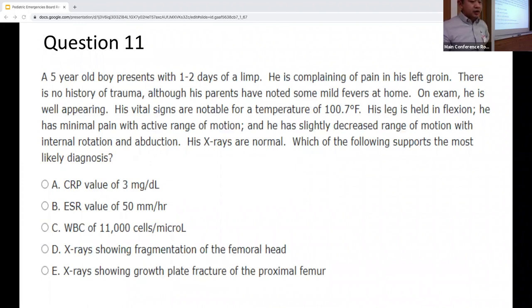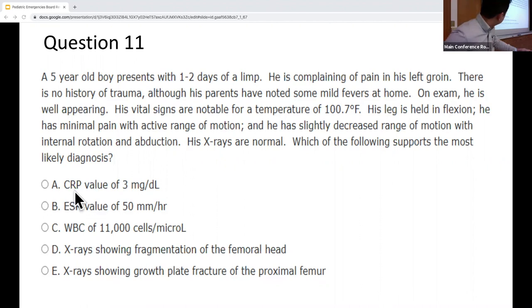And so you want to pick the lab result that supports that. The criteria cutoff is 12,000. So that's why 11,000 is the answer, because you want something that's lower. But the ESR in this answer is 50, and the criteria is 40. Because this is higher than 40, that's not going to be the answer.